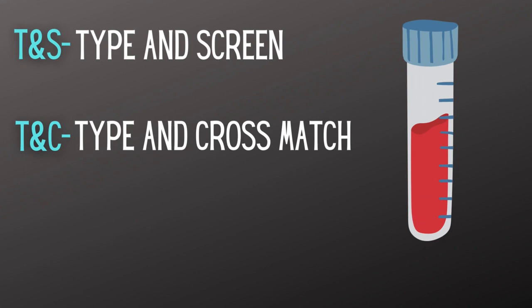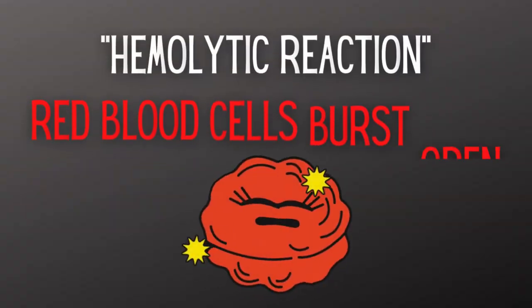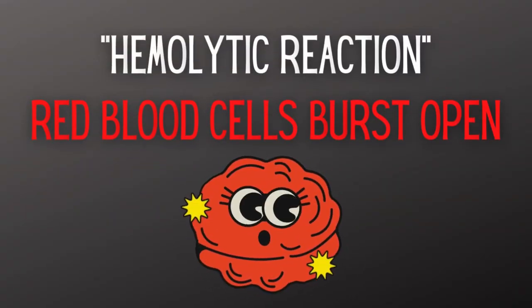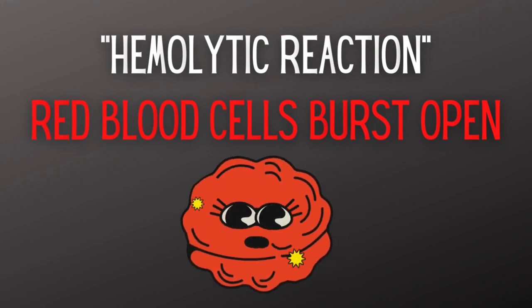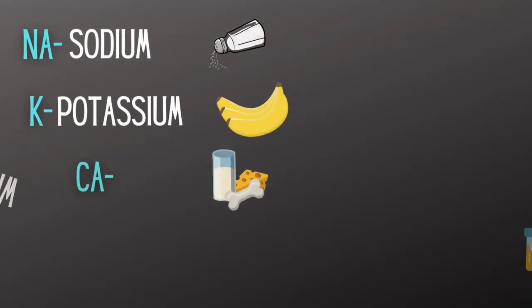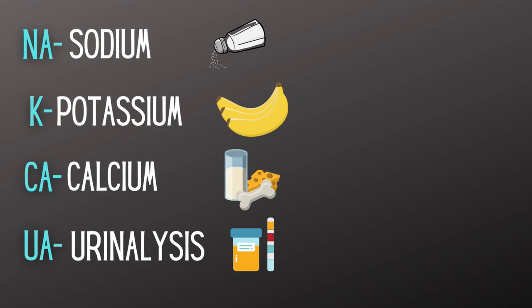T and C is type and cross, and this is regarding cross-matching blood, which detects the presence of antibodies in the recipient against the red blood cells of the donor. These antibodies attach to the red blood cells of the donor after transfusion and can cause a hemolytic reaction, so that's why we cross-match blood prior to administering it to you. Na is sodium, K is potassium, Ca is calcium, and UA is urinalysis.